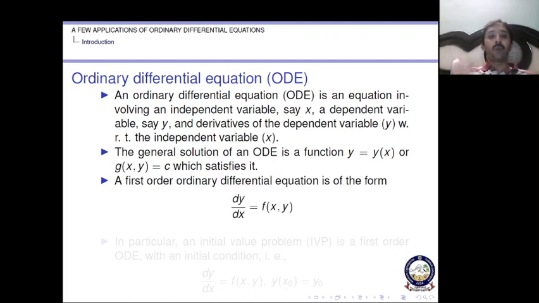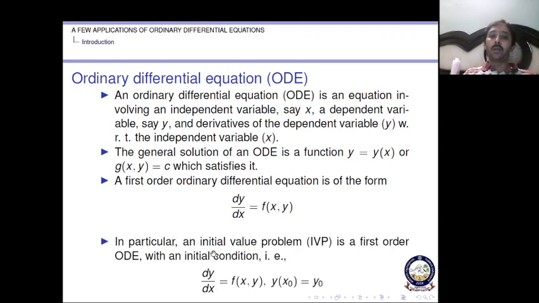In particular, a first order ordinary differential equation is of the form dy by dx equals f of x comma y. An initial value problem, which is also called an IVP, is a first order ordinary differential equation along with an initial condition. That means we have a differential equation dy by dx equals f of x comma y, and with that we also have a condition of the form y of x naught equals y naught, which means that at x equals x naught, the value of y will be y naught. This is what is called an initial value problem.